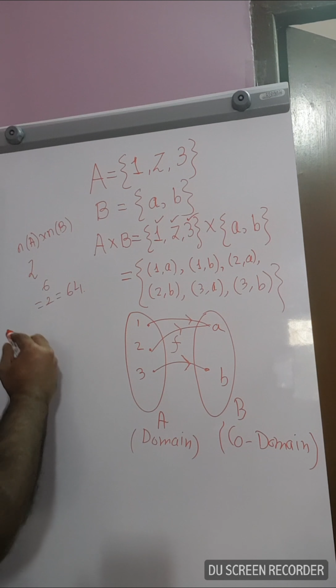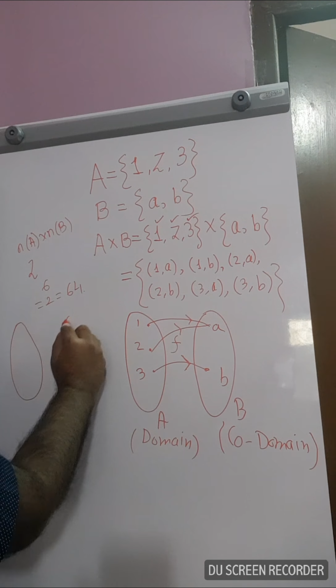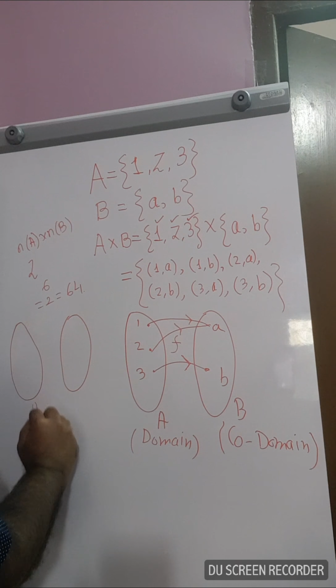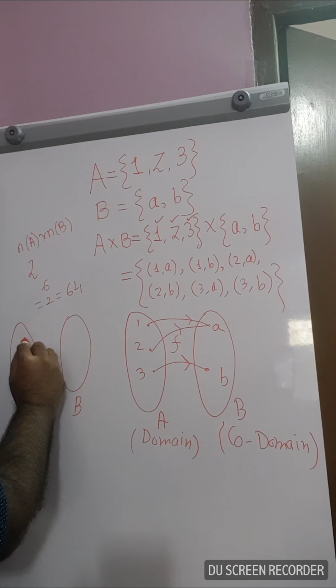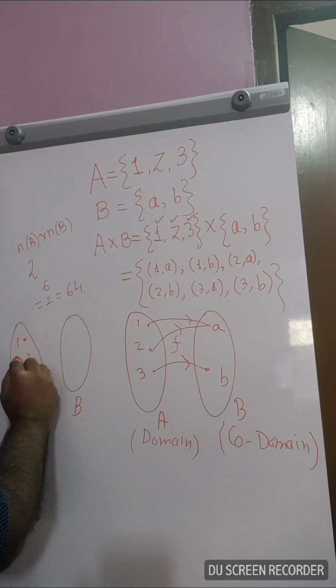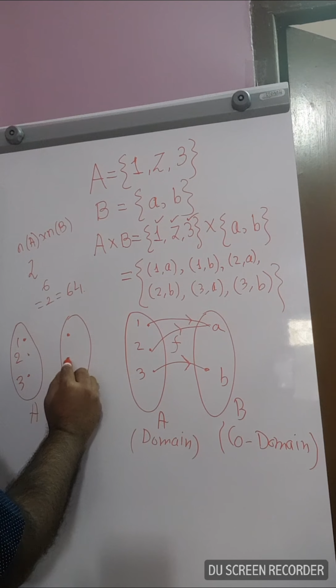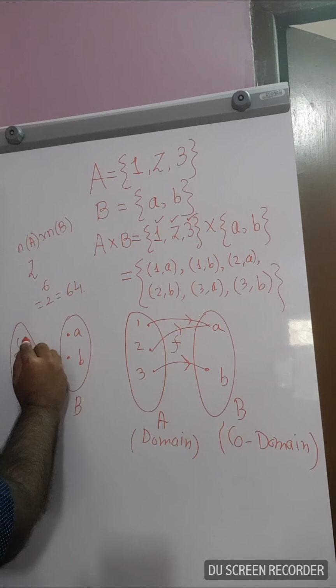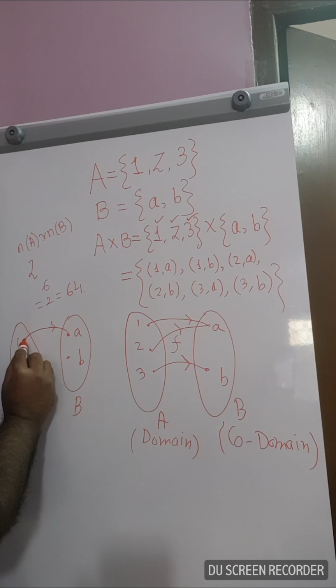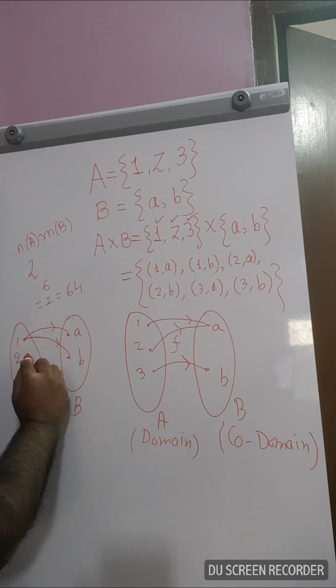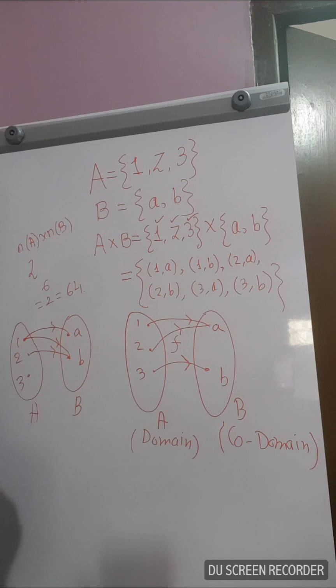So if I draw another diagram here with the same sets A and B, with elements 1, 2, 3 here and elements A and B here. If I now associate 1 to A and again 1 to B and again 2 to B. So here you see, first of all, every member of domain is not exhausted because the element 3 in domain has no image in codomain. So this violates the first condition of a function.